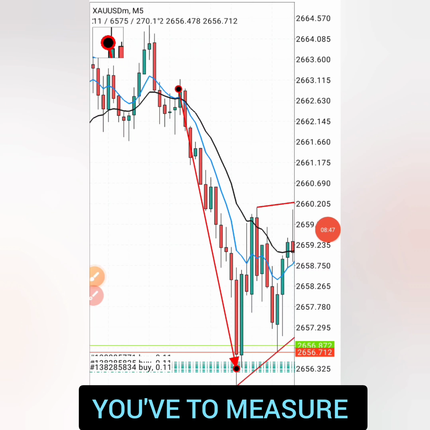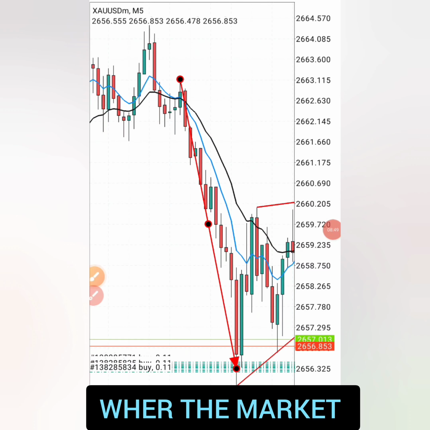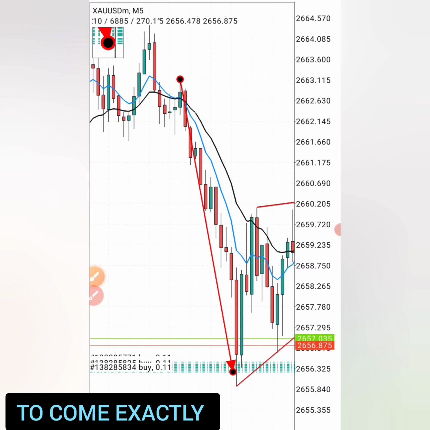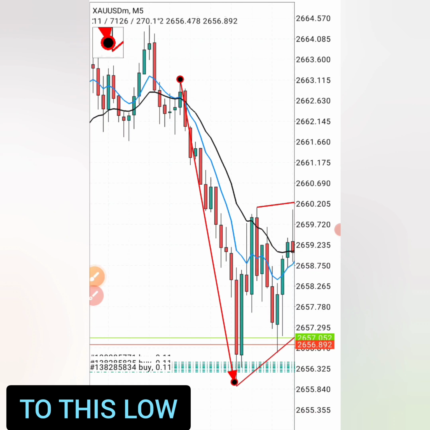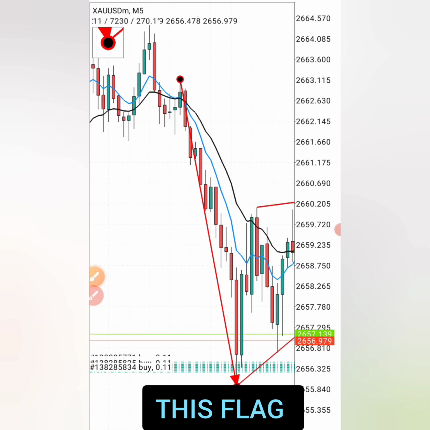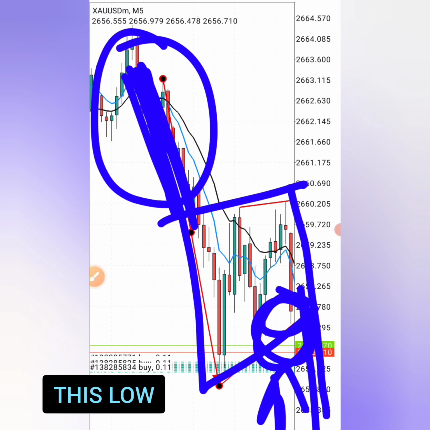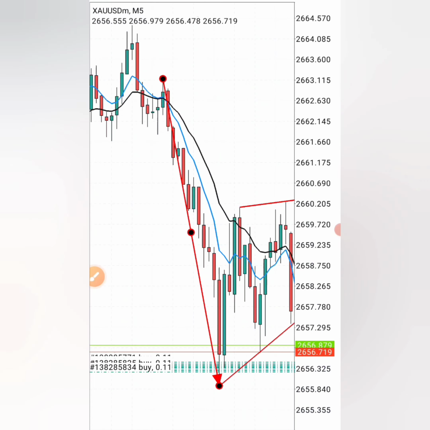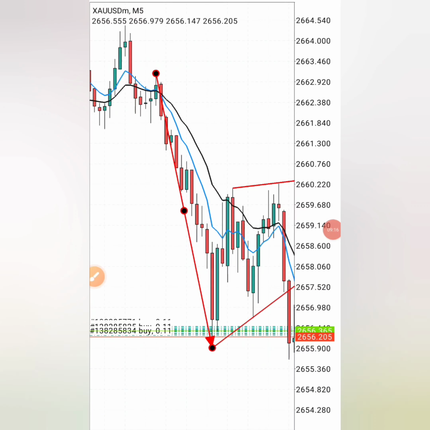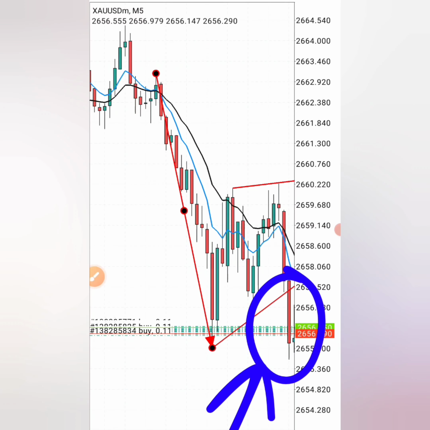So right now, you have to measure from the highest point where the market started this whole drop to come exactly to this low, which formed this flag. And right now, you're waiting for the market to break this low of this flag. And that happens exactly right here with a big red candle, just like you want it to do.